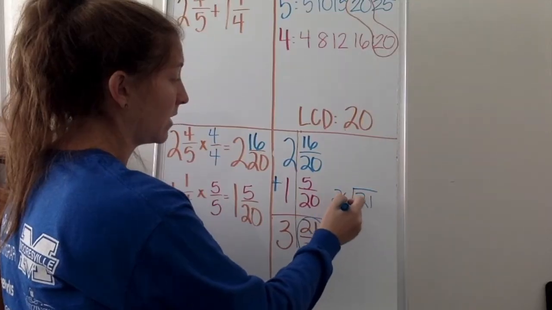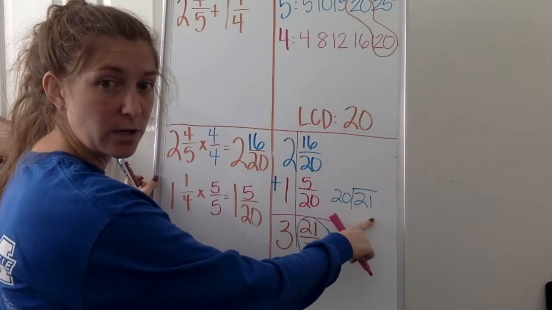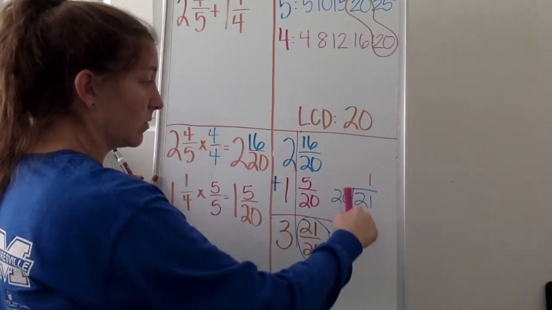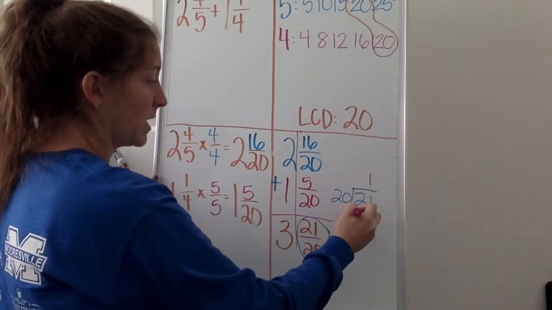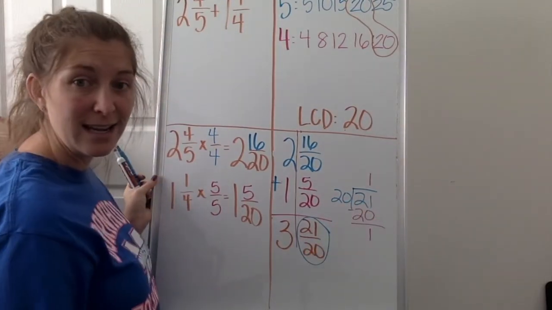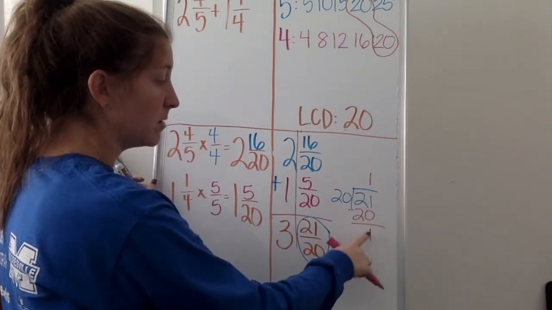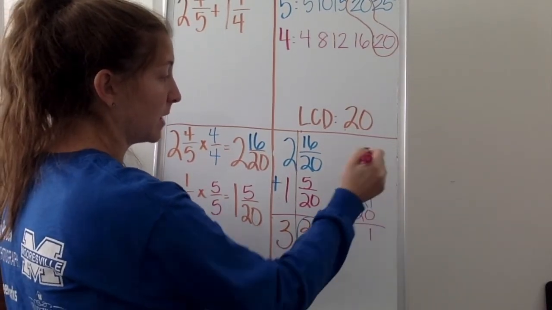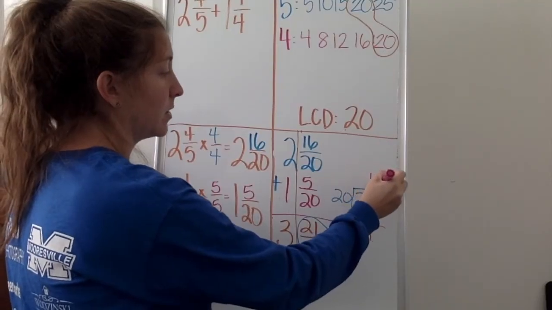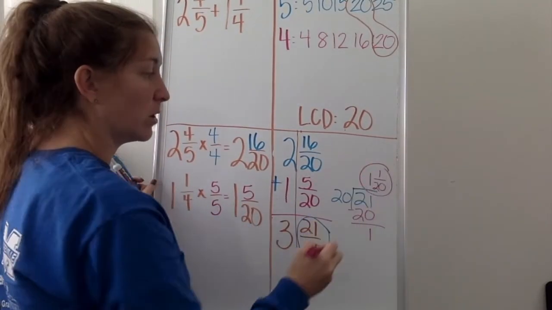21's going to go in the house, 20's going to go on the outside. How many times can 20 go into 21? It can go in there one time. 1 times 20 is 20. When I subtract, I'm going to get 1. Now I need to form a mixed number from this. This is my whole number. 1, or my leftover, is my numerator, and my denominator, 20, stays the same. So I have the mixed number 1 1/20.